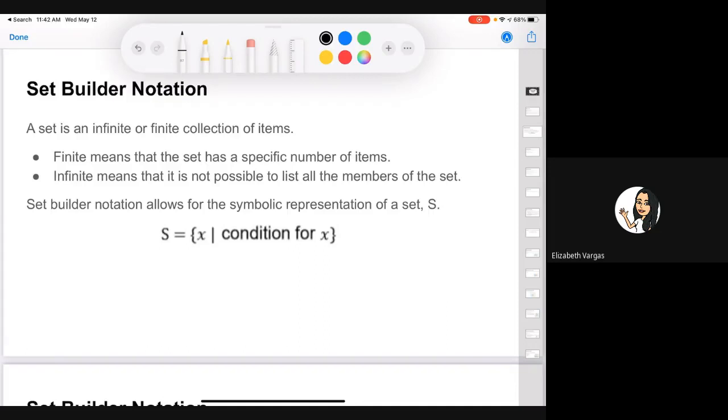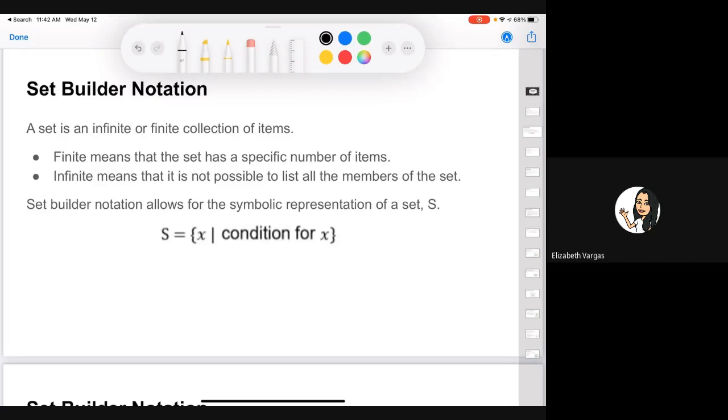Okay, so a set can be an infinite or a finite collection of items. Whenever we have a set, we think of a bunch of items collected together. A finite set has a specific number of elements inside it. If we have an infinite set, then that list will continue on forever. There'll be a bunch of different elements, and we can't necessarily count how many are in that set. So we have both finite and infinite sets.